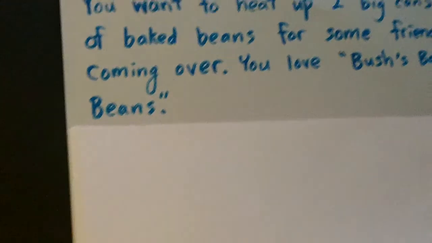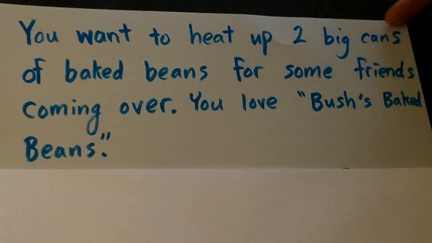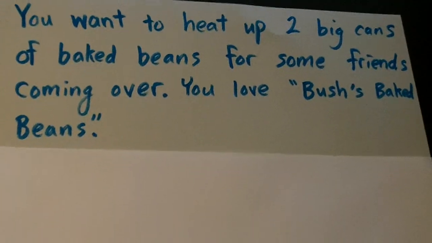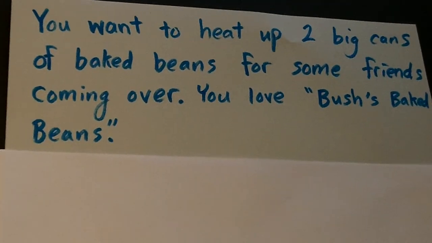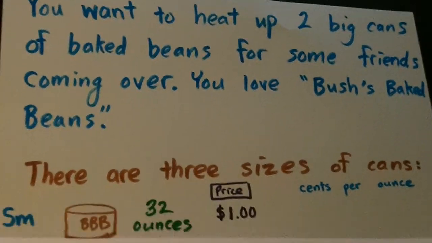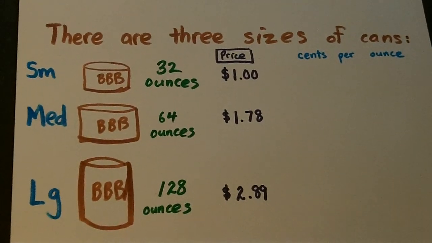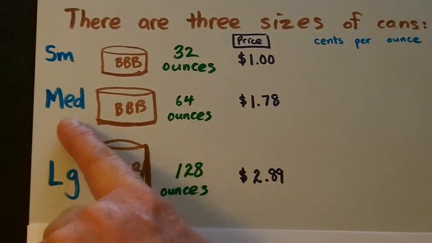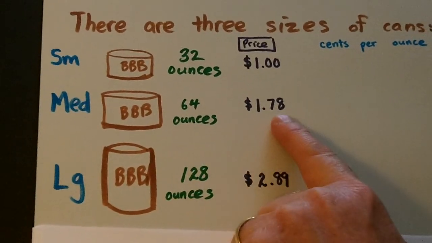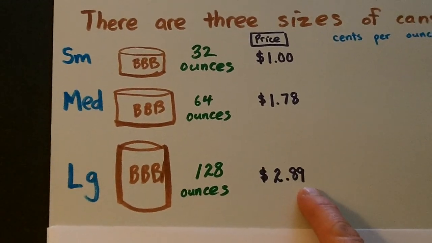Now our last problem, we have to compare 3 different sizes of the same thing. Now, you want to heat up 2 big cans of baked beans for some friends coming over. Oh boy, a baked beans party. You love Bush's baked beans, okay? Now, there are 3 sizes of cans. When you go to the store, there's a small size, which is 32 ounces for $1, medium size, 64 ounces for this much, and a large, 128 ounces for $2.89.